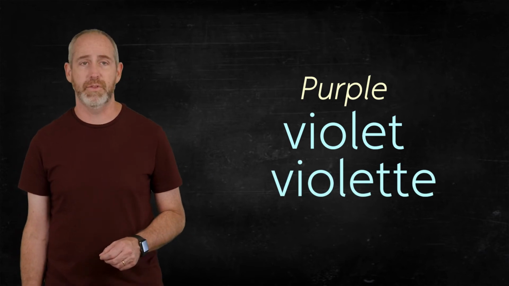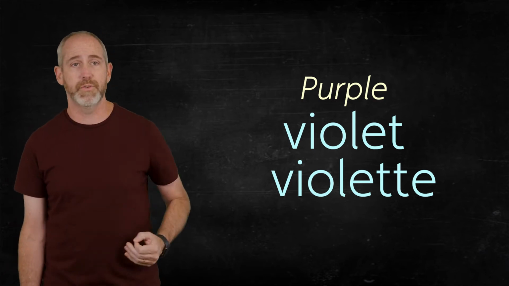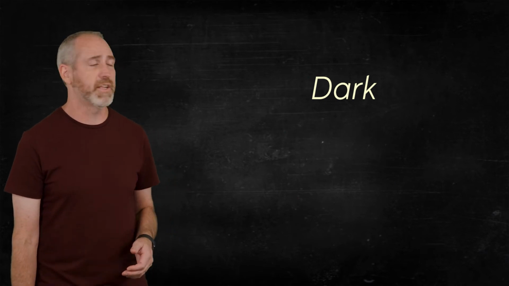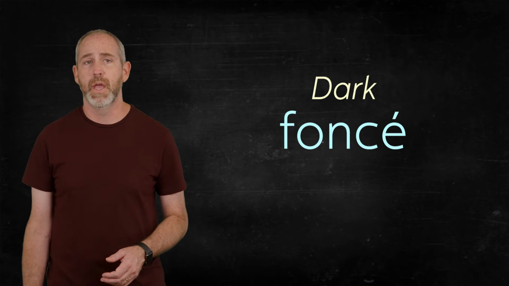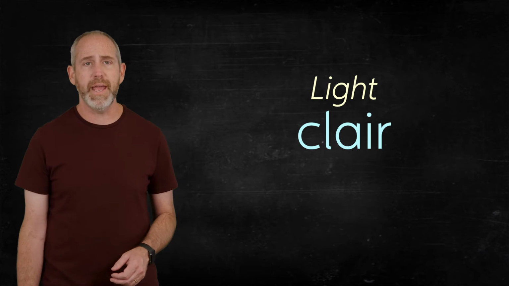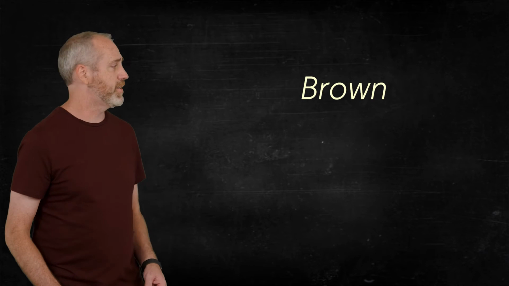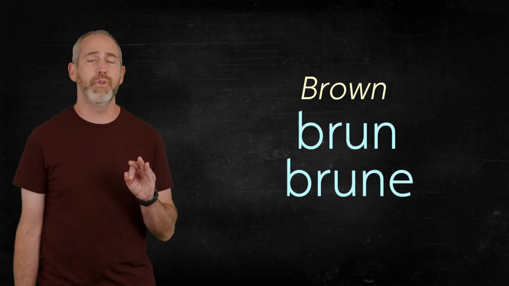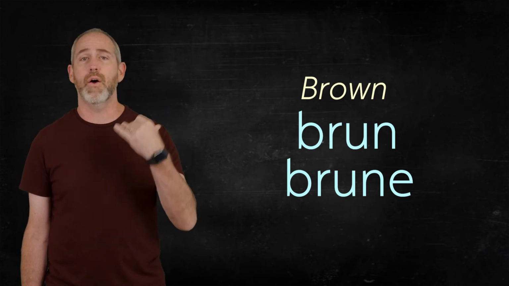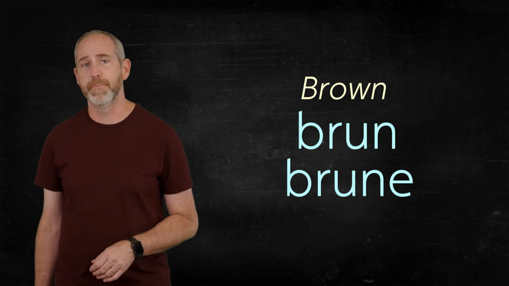Violet and violette. Okay, now I want to give you two words that relate to colors that you can use with colors. The first one is dark, as in a dark red, a dark blue, whatever, dark green. And that is foncé. And light is clair. Okay, now that other form of brown I wanted to tell you about is this one. It is brun and brune. Now this is really good if you're gonna talk about somebody who has brown hair, as in they are a brunette. Okay, we can use brun and brune for that.